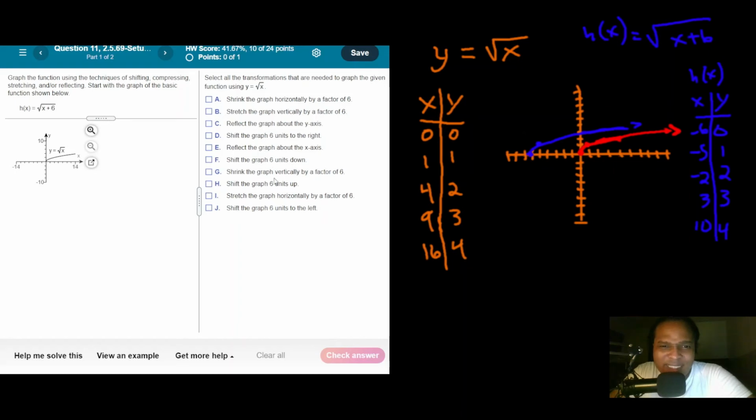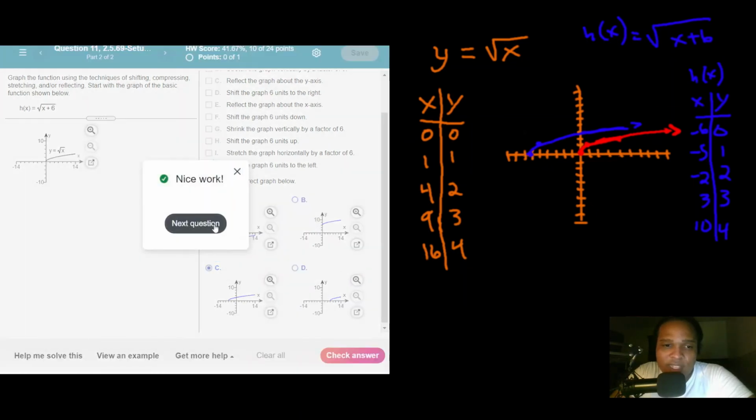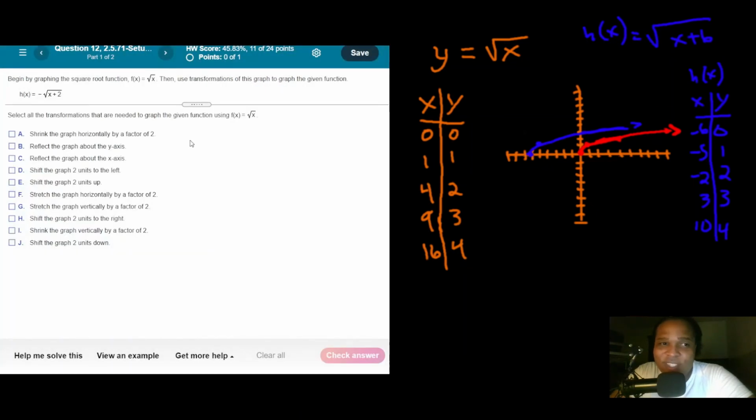Am I blind? There we go. It was at the bottom. I wasn't looking at the bottom. Excellent. Okay, so which one closely resembles ours in blue? It'll be, looks like this guy. This is the only one that shifts over to your left. So, nice work. So far, so good.